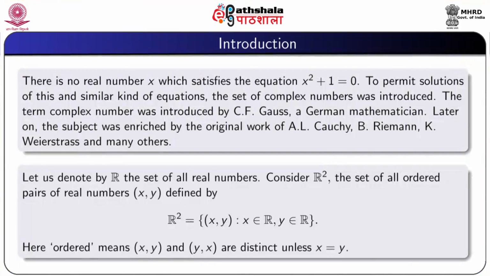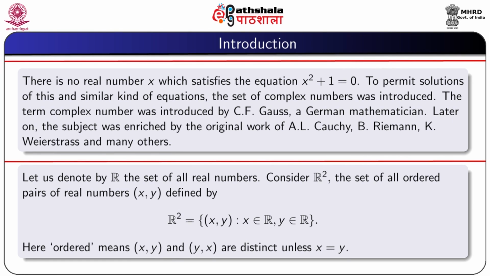Now we go to chapter 1, that is complex numbers, and we will discuss module 1, that is basic ideas of complex numbers. So first we give some introduction. There is no real number x which satisfies the equation x square plus 1 equal to 0. To permit solutions of this and similar kinds of equations, the set of complex numbers was introduced.